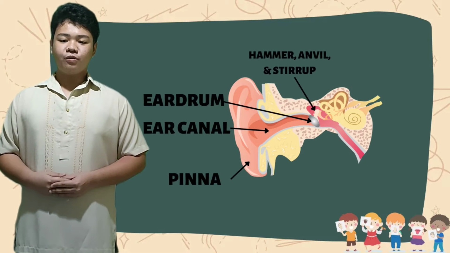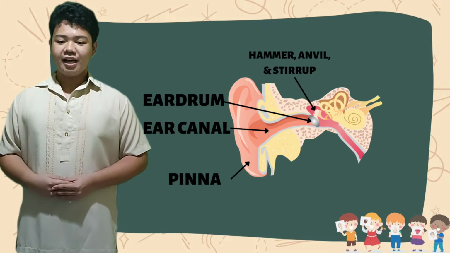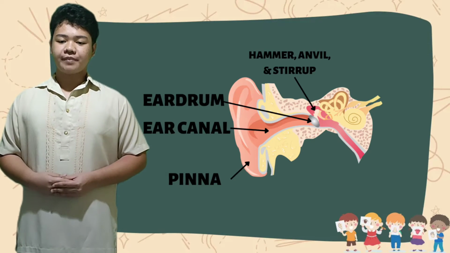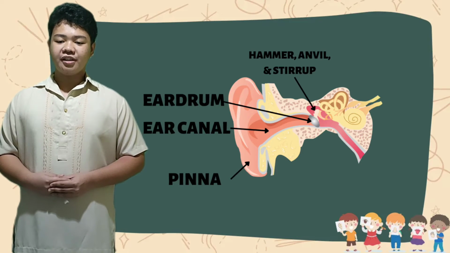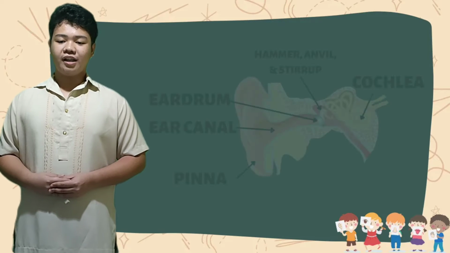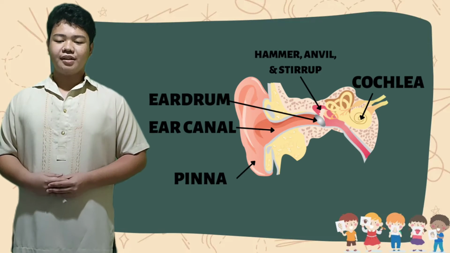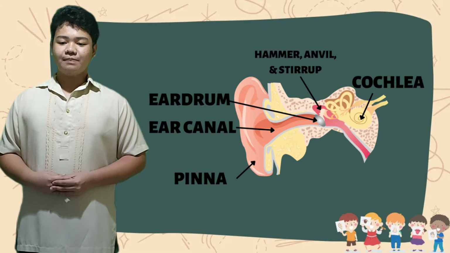There are three small bones connected behind the eardrum. These bones are called the hammer, anvil, and stirrup. When the eardrum vibrates, these three bones, which are connected one after another, also vibrate. The cochlea detects the vibration. The cochlea is the snail-like part which is filled with liquid.